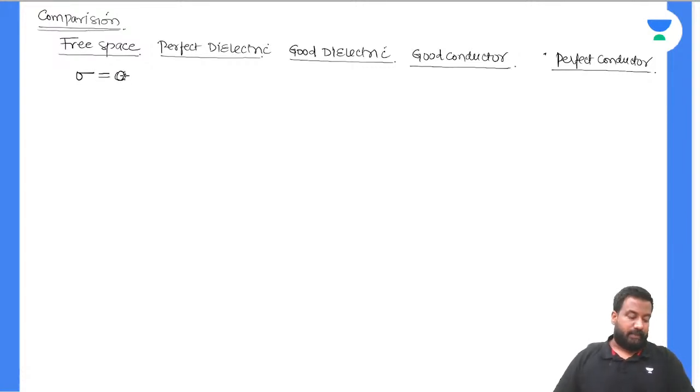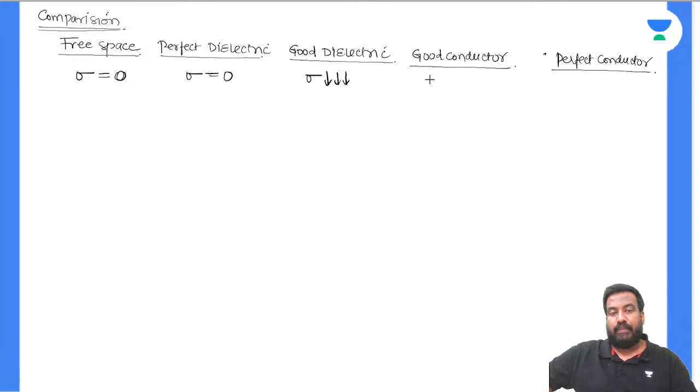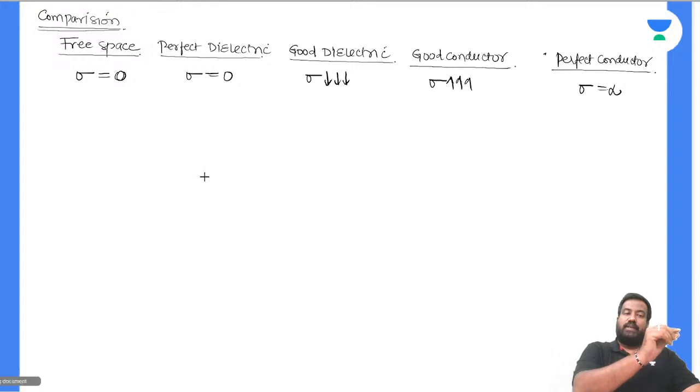In free space, conductivity sigma is 0. In perfect dielectric, there won't be any conductivity, sigma 0. In good dielectric, you'll have less conductivity. Good conductor, you have more conductivity. In perfect conductor, conductivity is infinity. So conductivity is having the journey from 0 to infinity as it is moving from free space to perfect conductor.